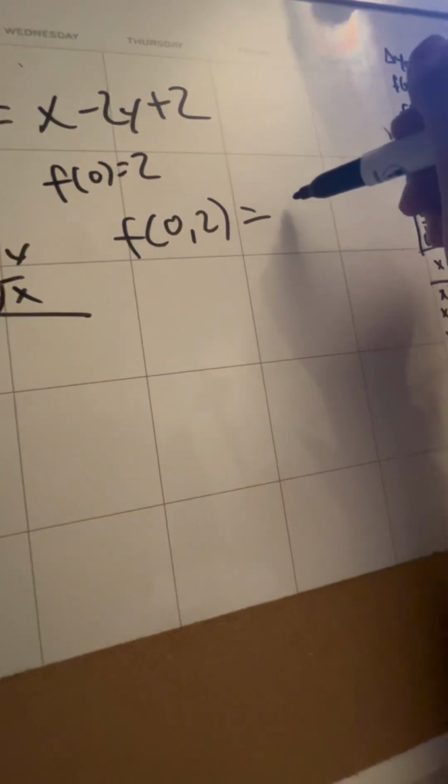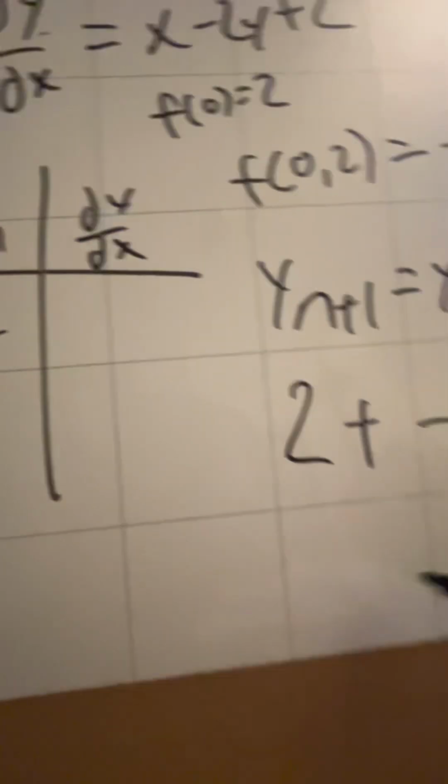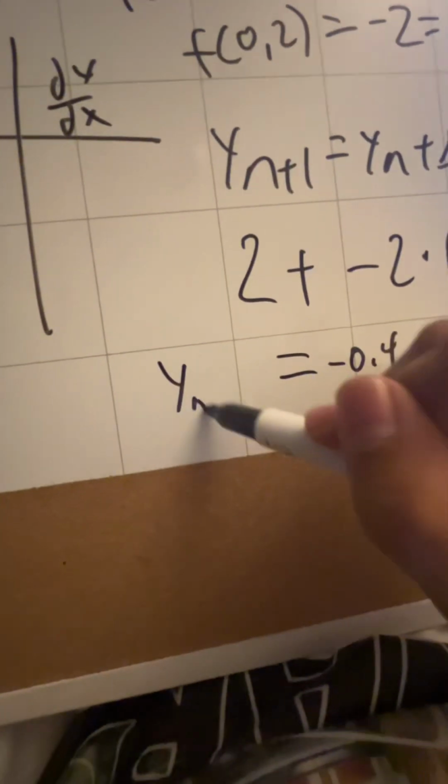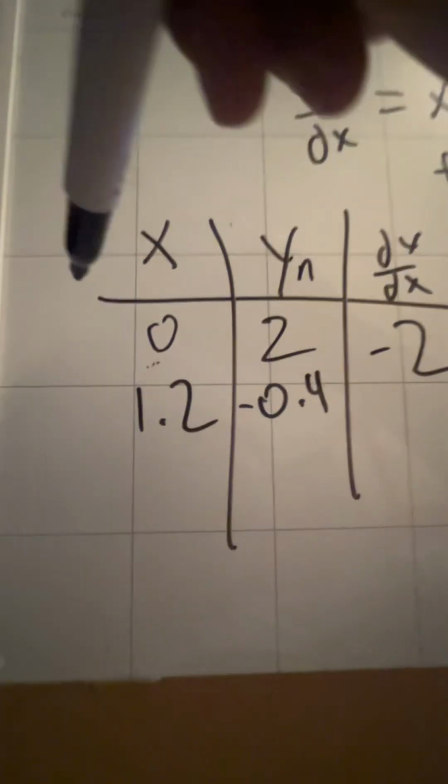Alright guys, I did it wrong, so I'm gonna do this again. dy... y(n+1) equals yn plus change in yn times change in x. And then this is equal to change in yn. So negative 2 times 1.2 plus 2, from this is the yn, these are yns, and you get negative 0.4 equals y(n+1). So we're gonna put negative 2 here. The next one is negative 0.4, the next one is 1.2. Yeah, add 1.2 from here.